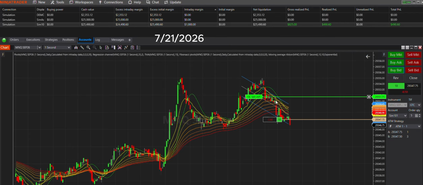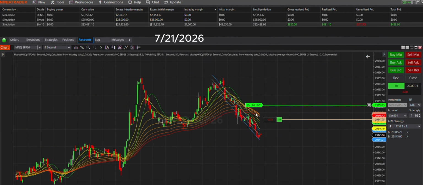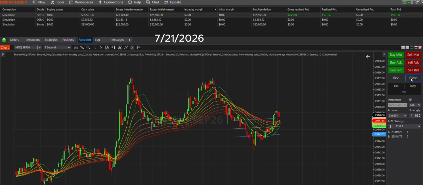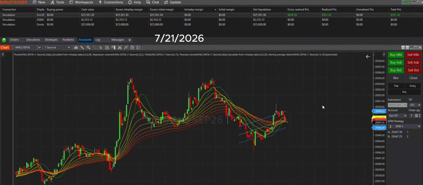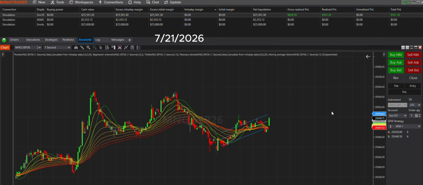Order submitted. Order filled. Target filled. Okay, so realized P&L is 858.50. Total P&L is 501.30. So we hit our benchmark, 500. All the trades that I've taken were gains, no losses.